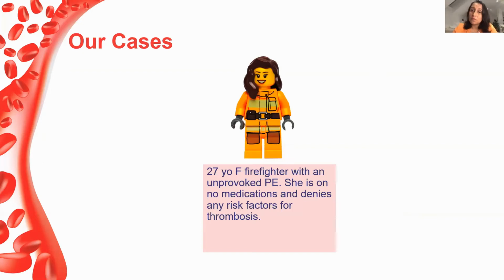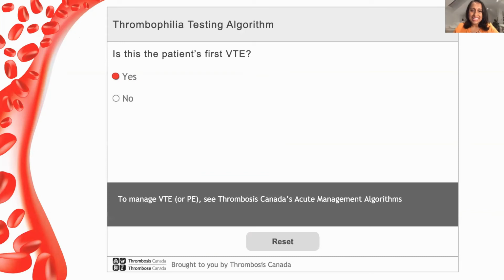She came to our Emerge with a large and completely unprovoked PE. No pregnancy, no hormone use, no hospitalizations, no illnesses, healthy, brand new clot. Next slide. Now, if we go to the app, we're going to indicate that this is her first VTE, and it was a doozy.